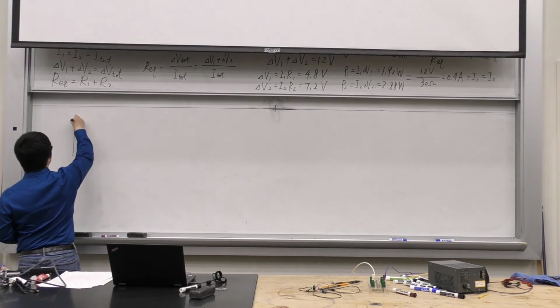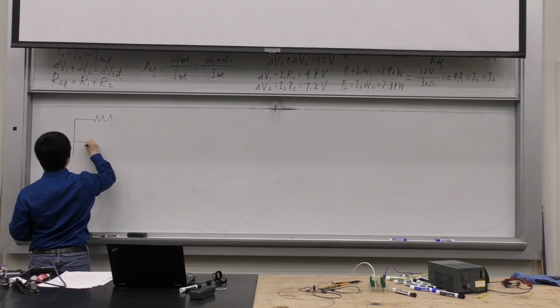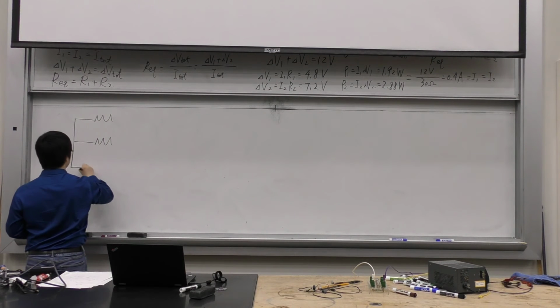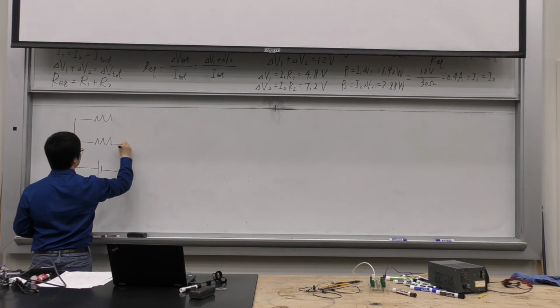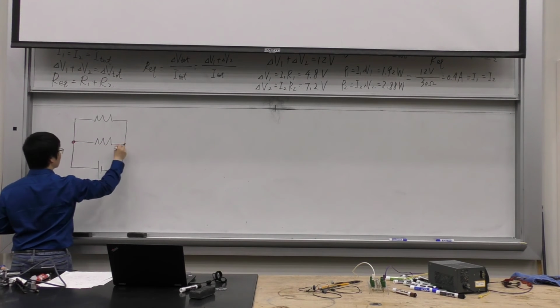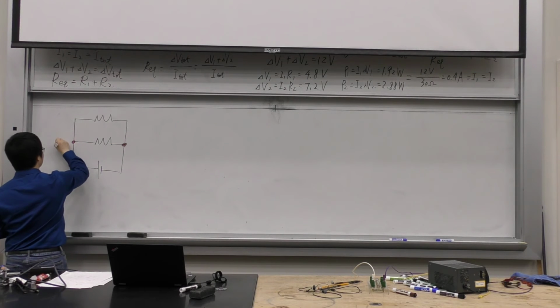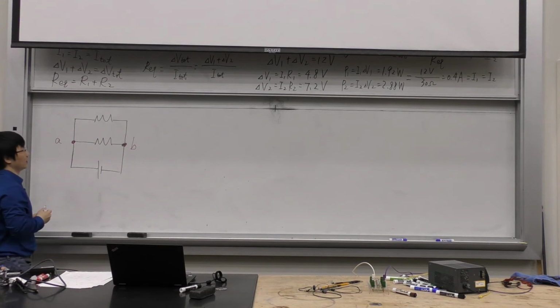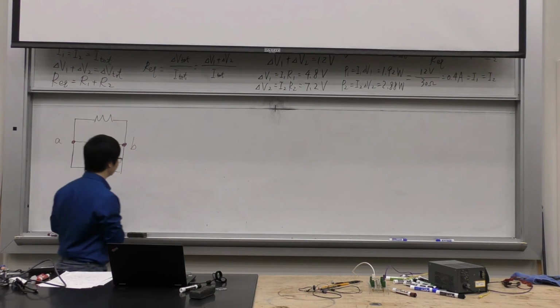So if I want to draw a diagram, I would draw these two guys. This is going to be the simplest diagram I can draw, if I have two resistors. You see that both of them are connected to these two points, if I call them A and B. So they are in parallel. They're not in series.